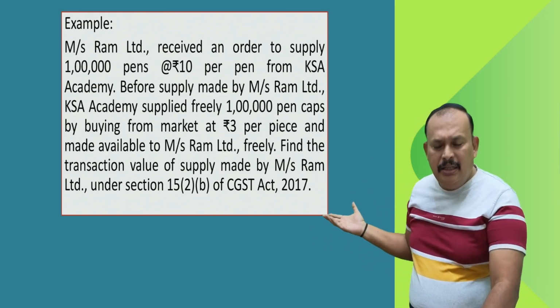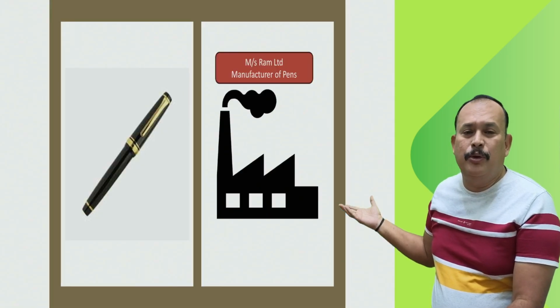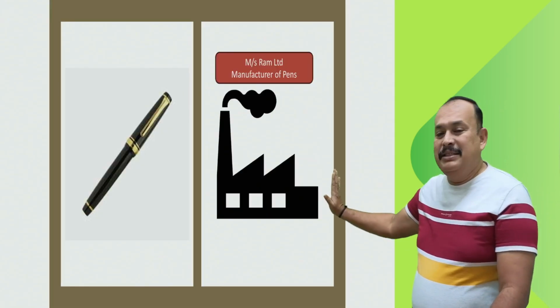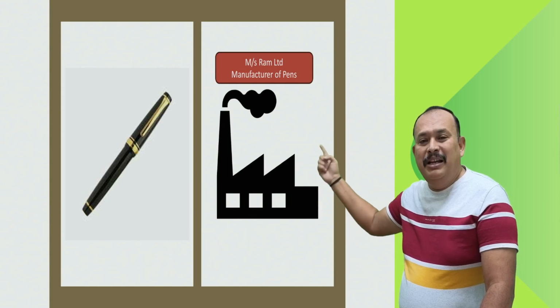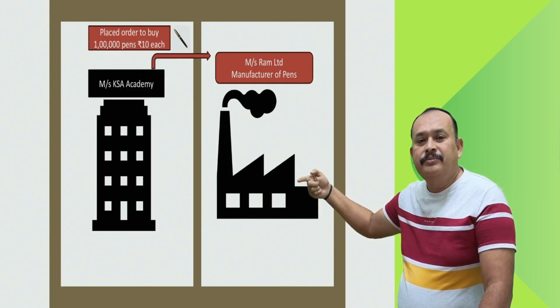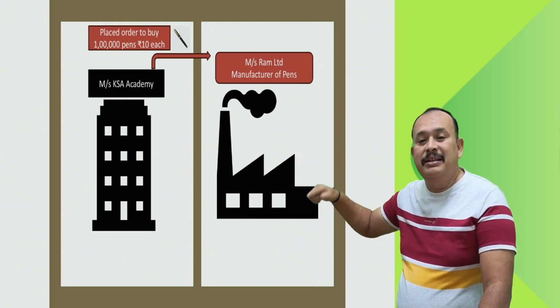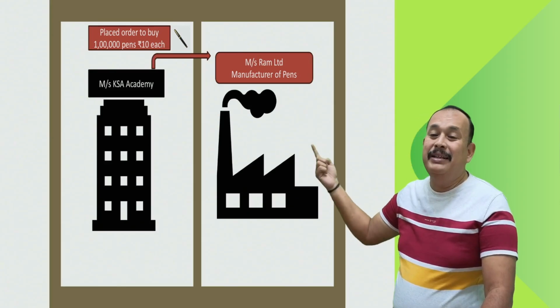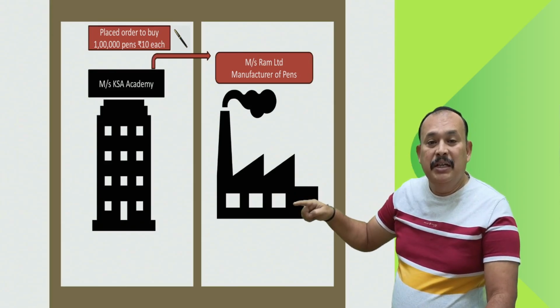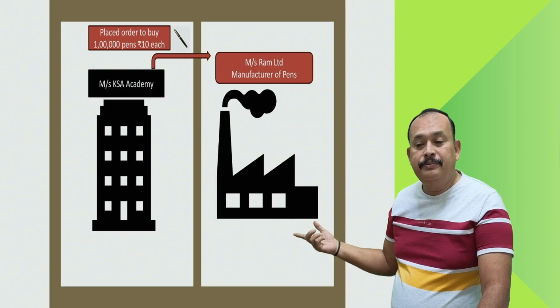Simple. Look here, I am analyzing the same further. Look at this, RAM Limited is a company manufacturing pens. From KSA Academy, an order for 1 lakh pieces was received by RAM Limited, to supply at the rate of 10 rupees per piece. In the meantime, what happened?